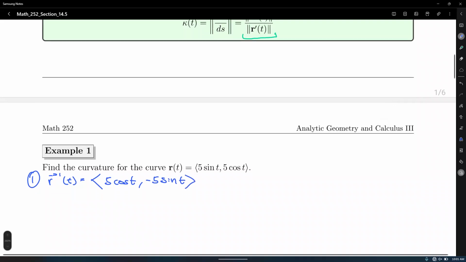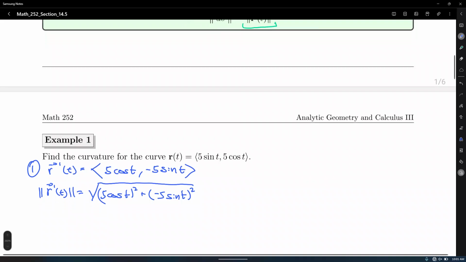And well, let's find its magnitude. That is the magnitude of r prime. That equals the square root of (5 cosine t) squared plus (negative 5 sine t) squared. Okay, so what is that going to give us? 5 squared, that's 25.